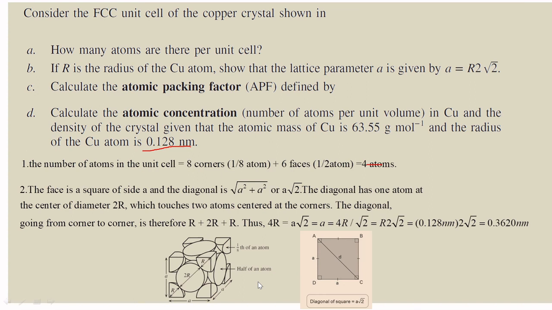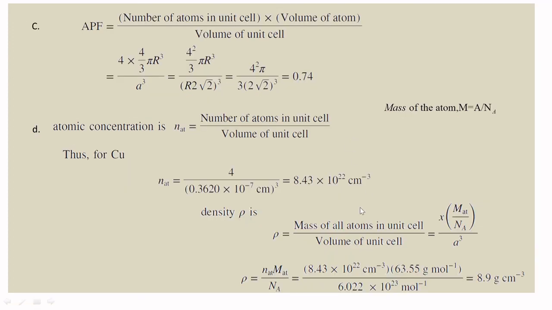The atomic mass of copper will be 63.55, which is given in the problem. You can see the atomic mass of copper is 63.55, and I have used the same. The atomic concentration is 8.43, so 8.43 is substituted. And the Avogadro number is 6.022 into 10 to the power 23. So after calculating, you will get 8.9.